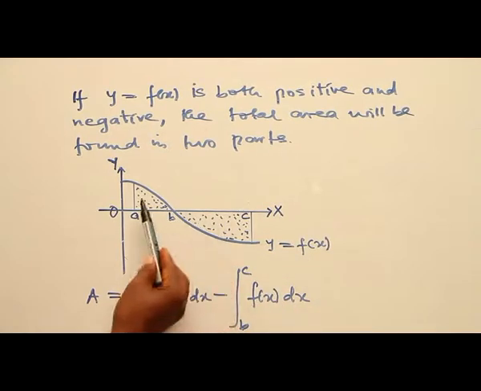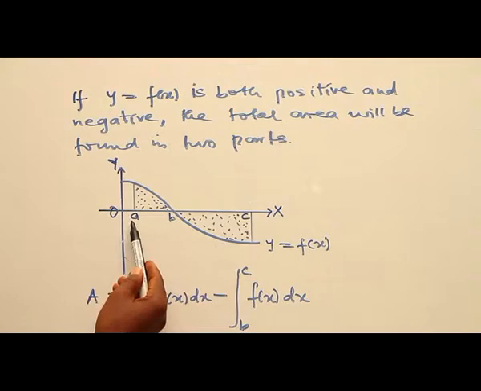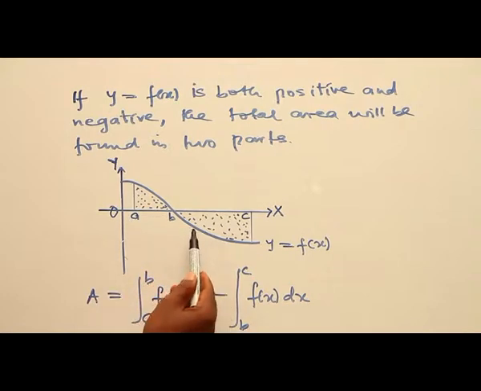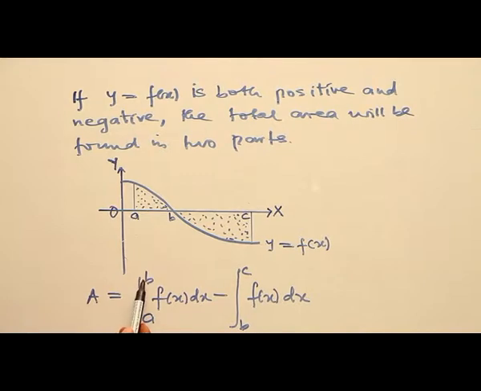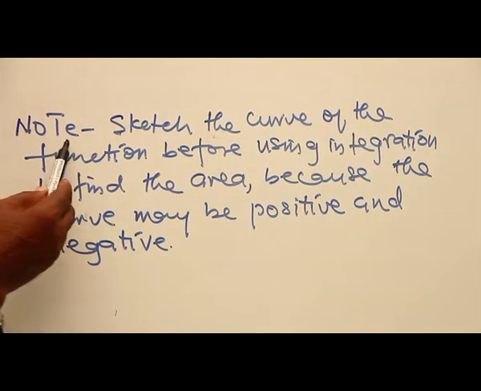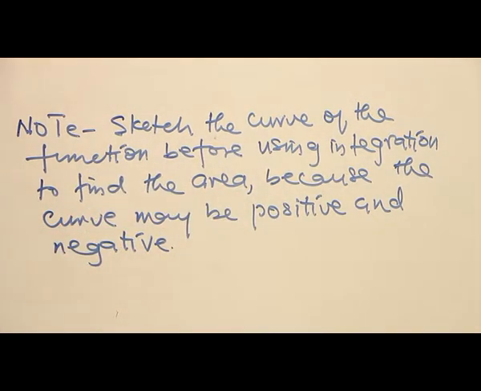So all we need to do to find the area of this shaded portion is to integrate the function f of s between the point A and B, and then subtract the integration of f of s between the point B and C. Thus, we have area A equal to the integral of f of s with respect to s between the points A and B, minus the integral of f of s ds between the limits B and C. I want you to note that we must sketch the curve of the function before using integration to find the area. The reason is that the curve may be positive and also negative at the same time.